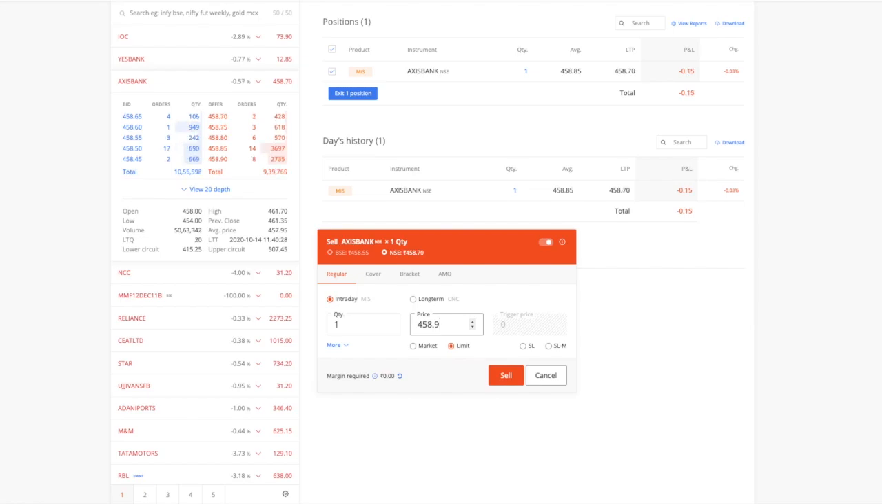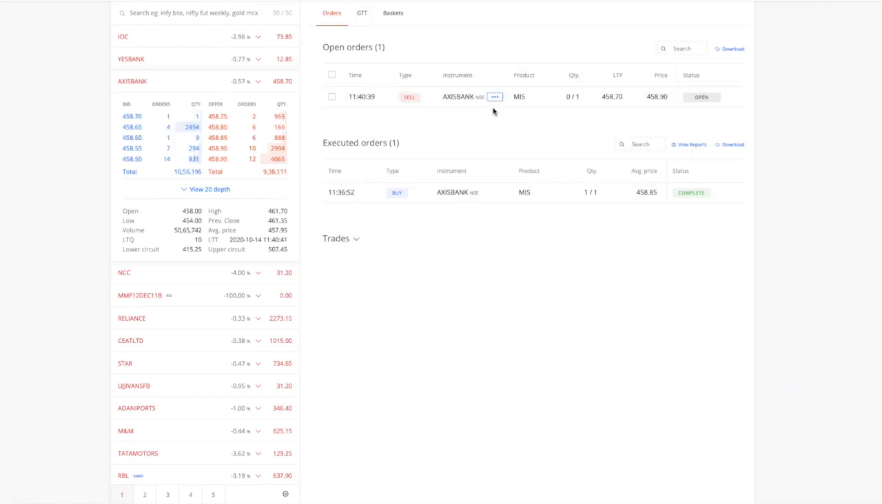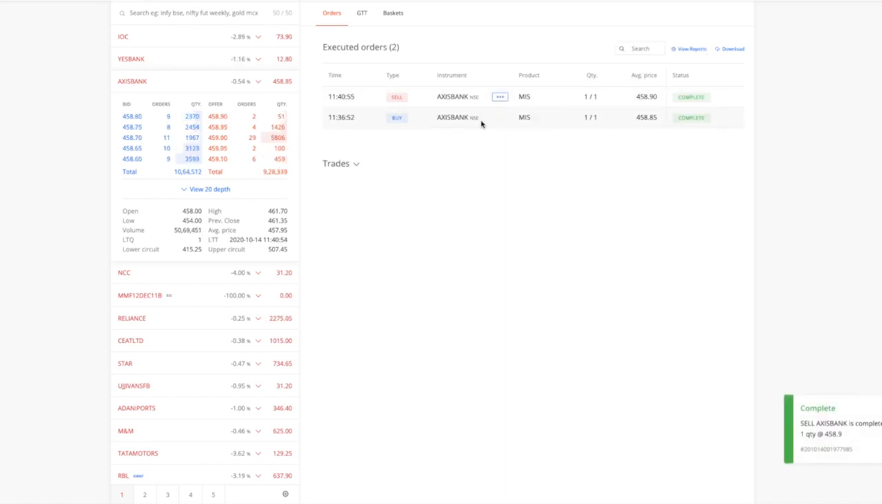As long as the price stays below 458.9, I won't be selling this, but only if it is equal to or greater than that, I'll be selling it off. So if I click on a sell order, this order will be pending till the stock reaches this price, 458.9. My order will be pending in the exchange to get a fill. So yeah, you can see that now it got filled. Such a coincidence.